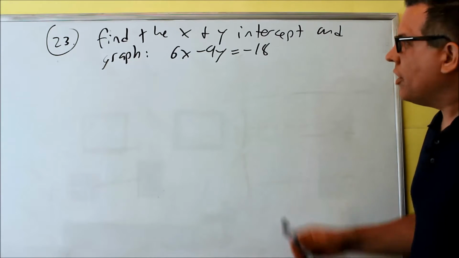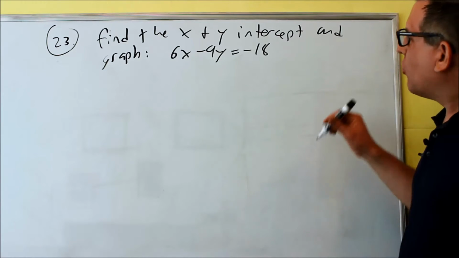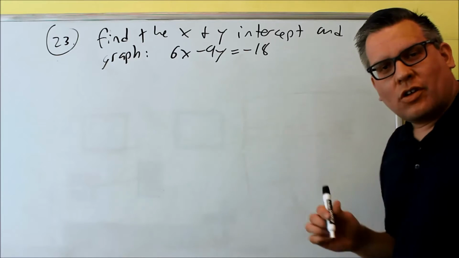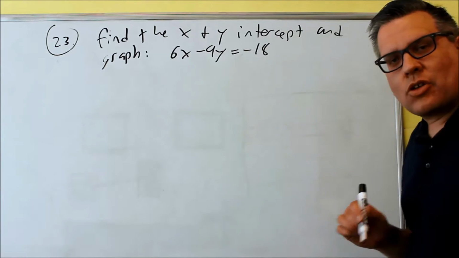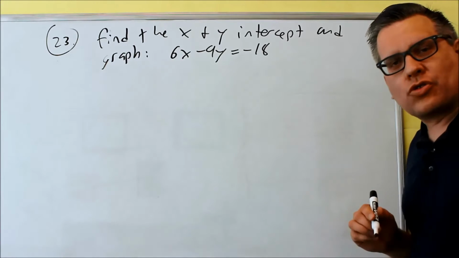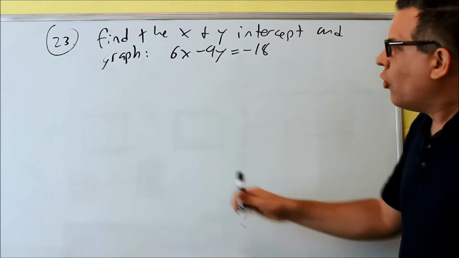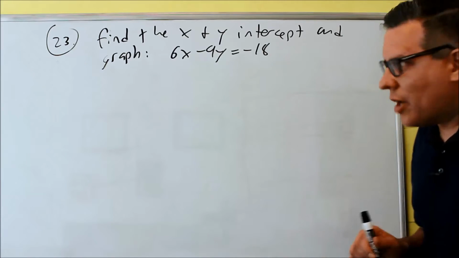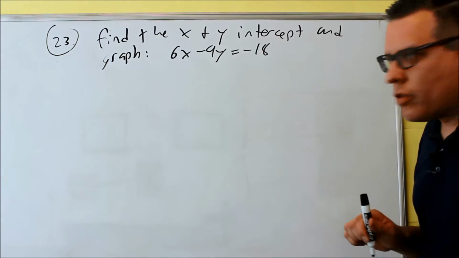Alright, number 23, they want you to find the x and y intercepts and graph. This is another way that you can graph something, by finding the two intercepts. Instead of plotting a bunch of other points, all you really need is 2 points to draw a line. So we can do that by finding the intercepts. Here's the equation that we're working with.